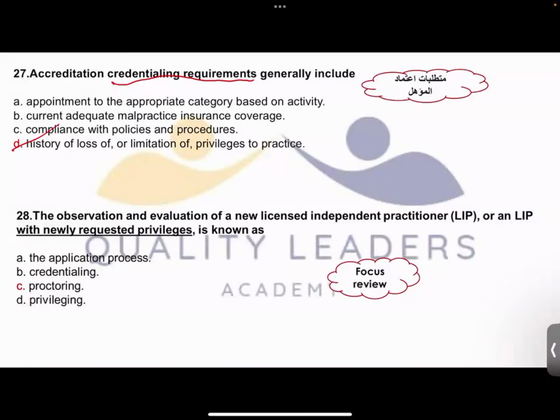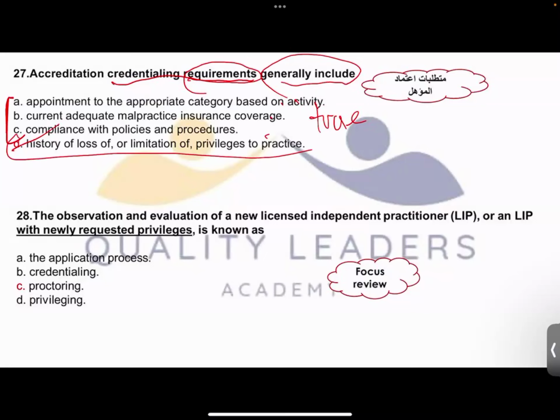Can you repeat this? Accreditation credentialing requirements include. That's only one answer is right. Literally include, because these three, Doc, are all true statements, meaning you cannot choose any of these true choices. So this is the correct answer, history of loss. No, I'm sorry. Accreditation credentialing requirements generally include means only one is the correct answer. Three are wrong answers.